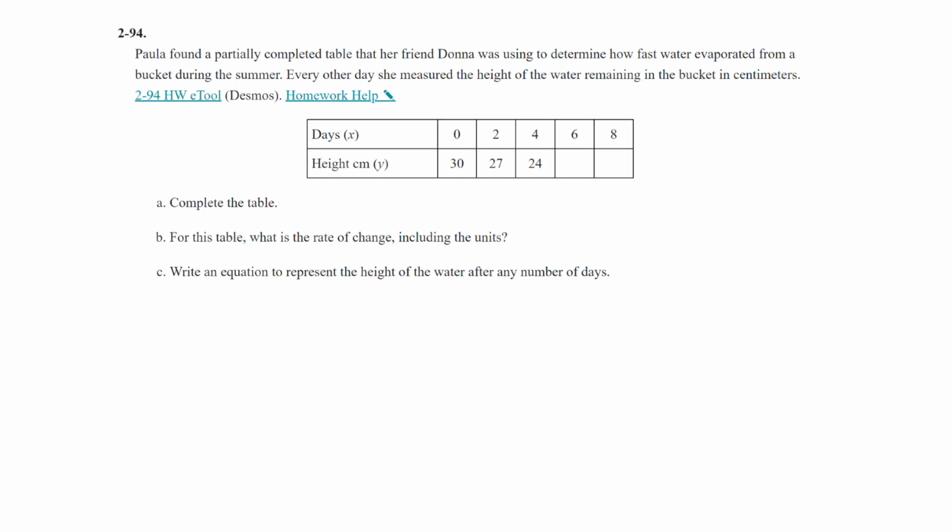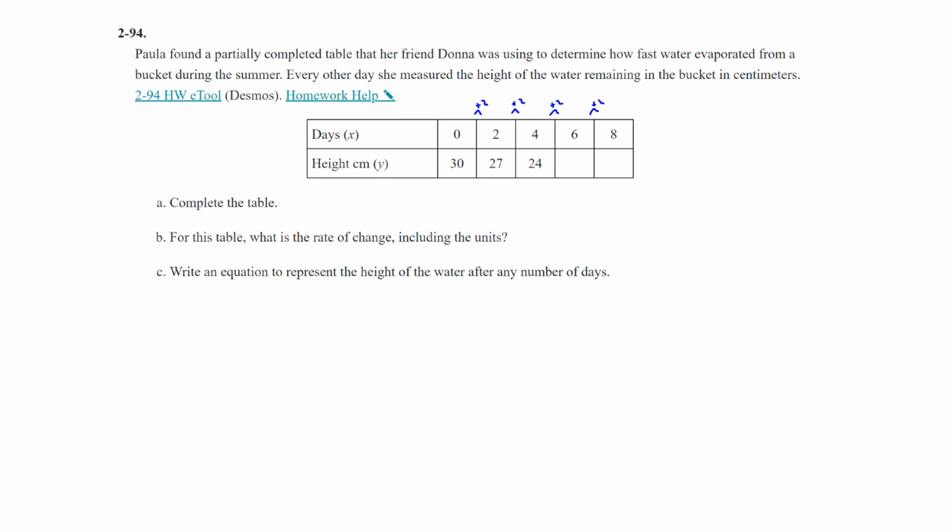Question 94. Paula found a partially completed table that her friend Donna was using to determine how fast water evaporated from a bucket during the summer. Every other day, she measured the height of the water remaining in the bucket in centimeters. Complete the table, and then we're going to talk about the rate of change, and then we're going to write an equation to represent the height of the water after any number of days. So we can see that the number of days is increasing by 2 in the table each time.